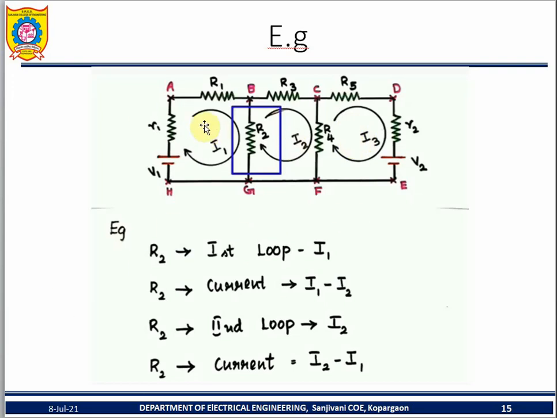Where are you standing? I am standing in room number 1. So give priority to I1 first: I1 minus I2. Where are you standing? I am standing inside room number 3. Then you give priority to I3 first: I3 minus I2. Why minus? Because of opposite directions. Okay, that's all.